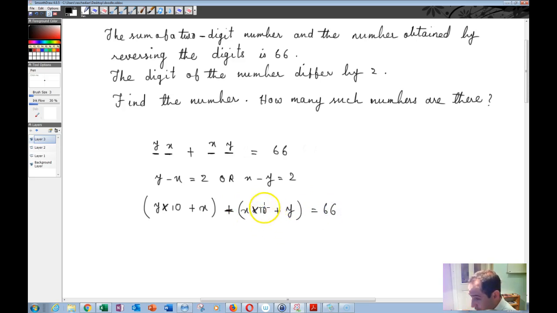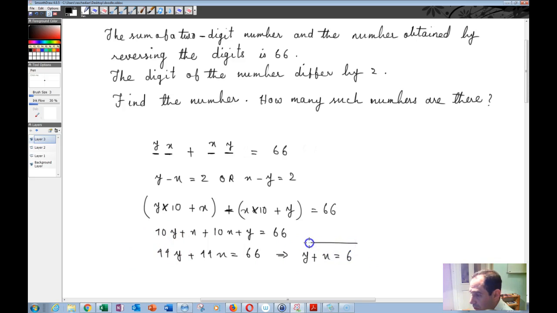So now this is 10y plus x plus 10x plus y is equal to 66, and then that's 11y plus 11x is equal to 66. And you can simplify this equation by dividing everything by 11. I'll get y plus x is equal to 6. Okay. So this is one. So then I'd have two situations.